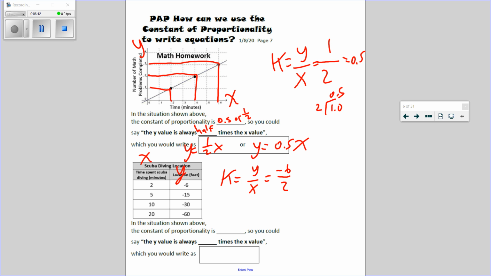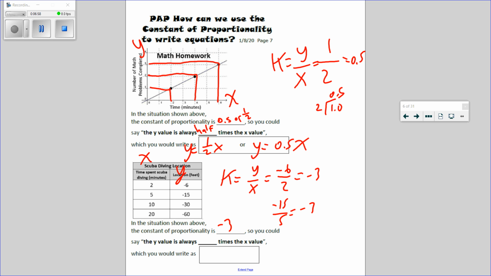Does it matter which row I use? No, it will be the same. I'll show you shortly with -15. So what's -6 divided by 2? -3. What's -15 divided by 5? -3. So it's the same. So the constant proportionality is -3.